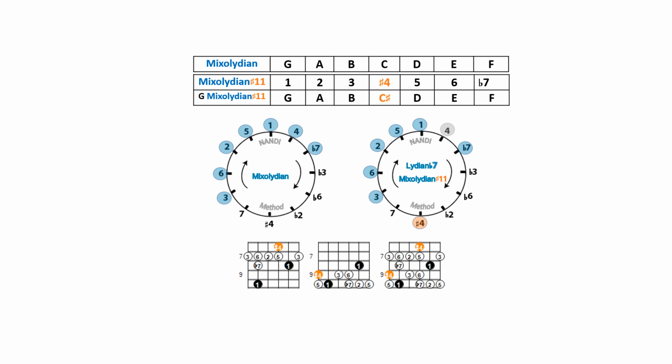The next scale, with one outside note, is G Mixolydian sharp 11, also known as G Lydian flat 7, the fourth mode of D melodic minor. C sharp is the only note outside C major.